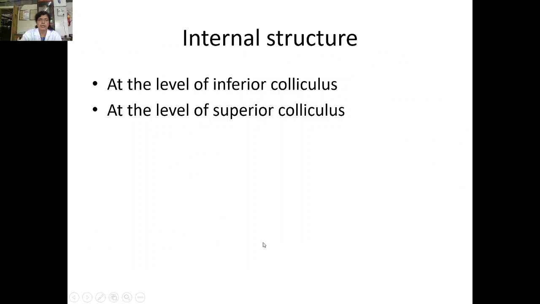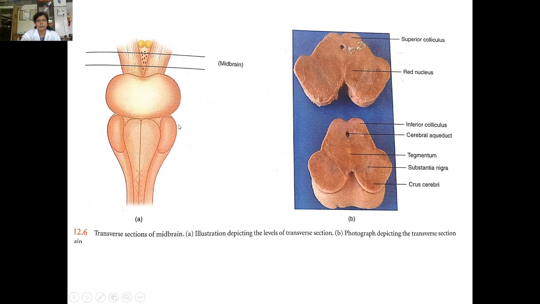Then we will see about the internal structure of the midbrain. This internal structure of the midbrain is studied at 2 levels, that is, at the level of the inferior colliculus and at the level of the superior colliculus. So the first transverse section is taken at the lower part, at the level of the inferior colliculus, and the second section in the upper part, at the level of the superior colliculus.